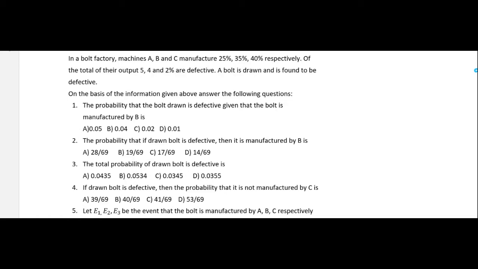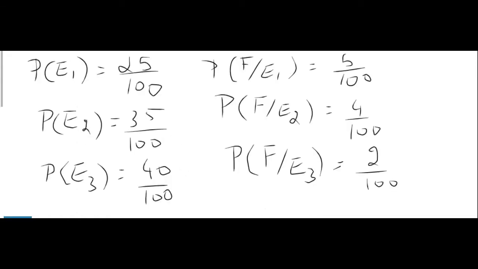1. The probability that the bolt drawn is defective, given that the bolt is manufactured by B, is A 0.05, B 0.04, C 0.02 and D 0.01. Now let P of E1 be 25 by 100, P of E2 be 35 by 100, P of E3 be 40 by 100, and the conditional probability P of F by E1 is equal to 5 by 100, P of F by E2 is equal to 4 by 100 and P of F by E3 is 2 by 100.